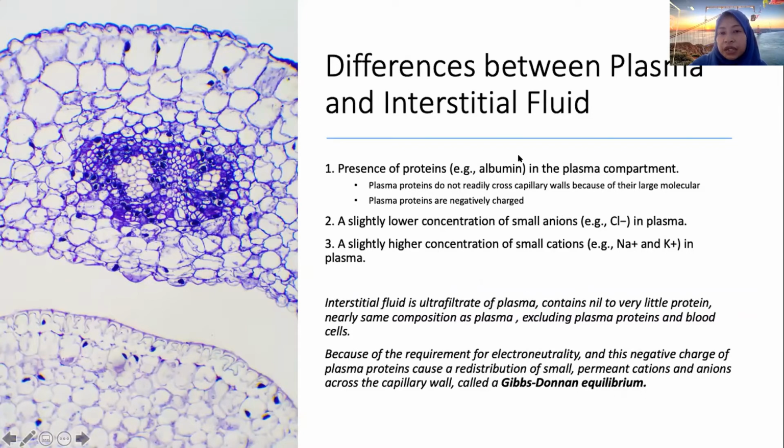You just need to know that the differences between the plasma and interstitial fluid are mainly contributed by the plasma protein itself, which then affects the distribution of some of the anions and also the cations.